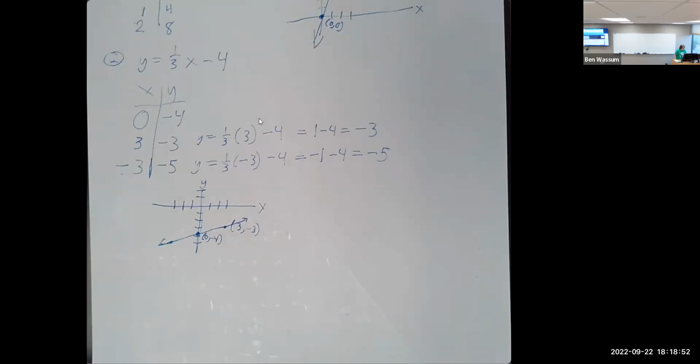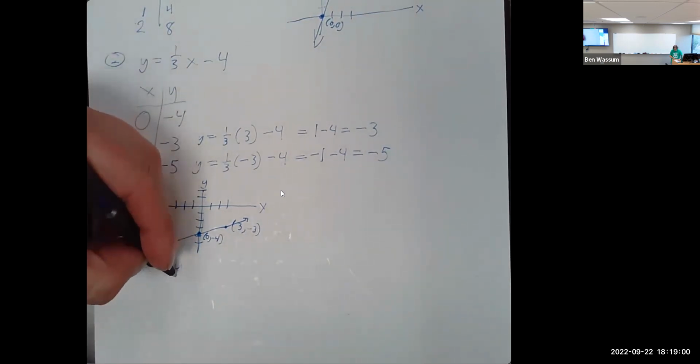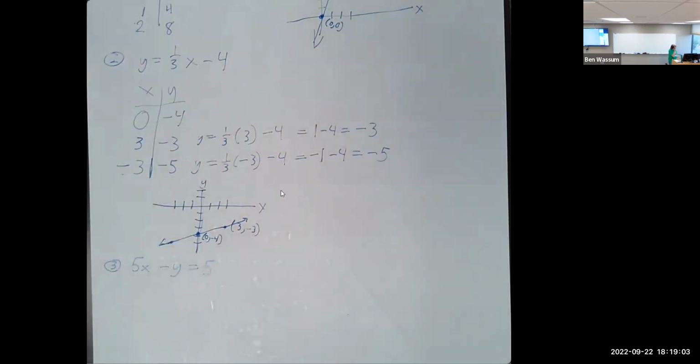I have 5x minus y is equal to 5. Now, this is the first one where we're looking at it today and it doesn't have y equals, right? So you could do a couple of things. We could plug things in for y and solve for x, or vice versa, plug things in for x, solve for y. If I want to solve this guy like these ones, I would have to do the solve for y thing and then plug in just x's.